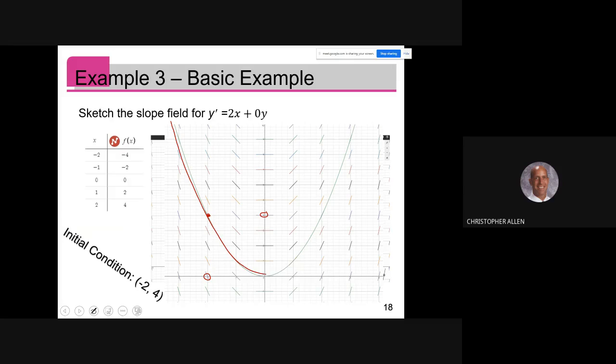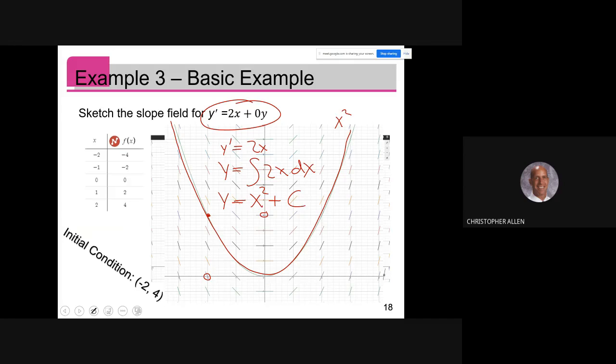Here's our graph. Oh, by the way, does that curve look familiar? What curve does that look like? I hope you think it looks like x squared. And by the way, we could have done this problem without the slope field, right? Look at the differential equation. The differential equation is y prime equals 2x plus 0, right? So y is equal to the integral of 2x dx. What is the integral of 2x? It's x squared plus c, right? Guess what happens when you plug -2, 4 in for that? Guess what you get for c?